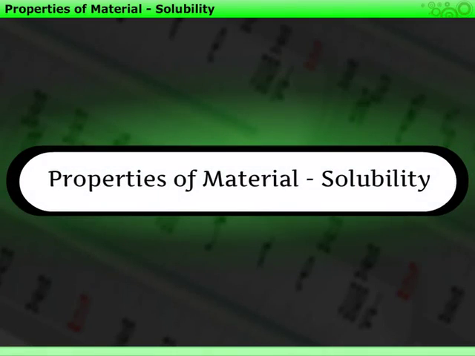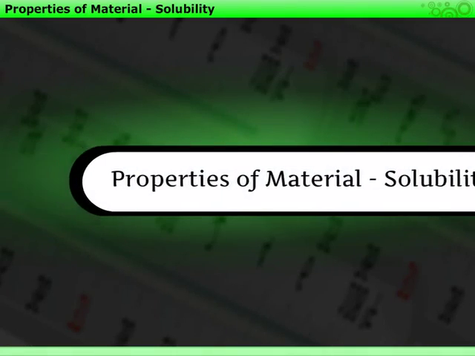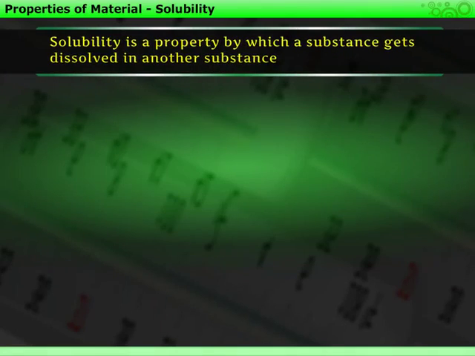Properties of material. Solubility. Solubility is a property by which a substance gets dissolved in another substance. To understand this property, let us perform an activity.